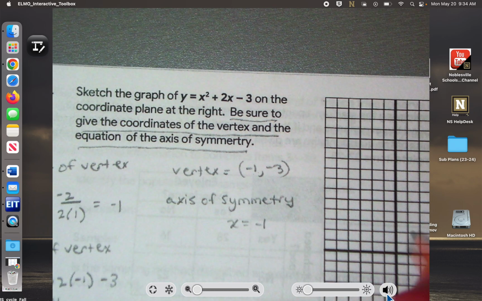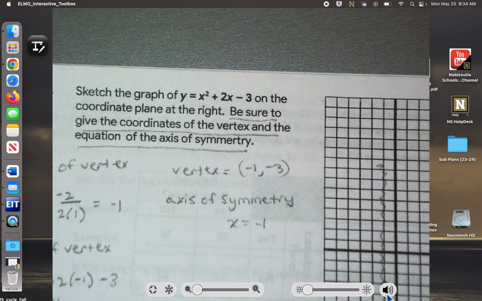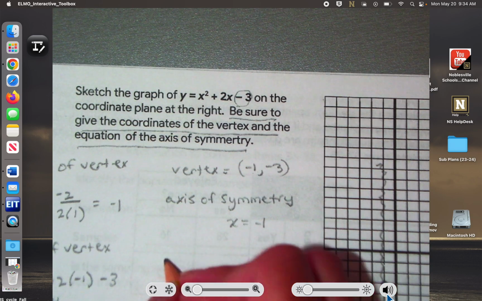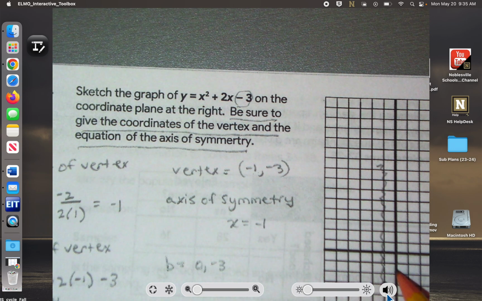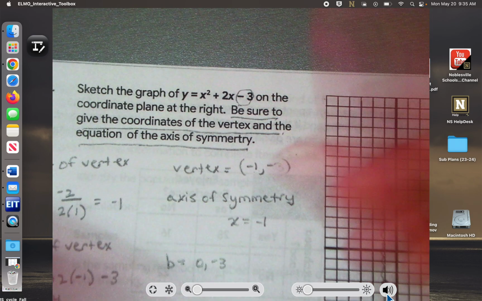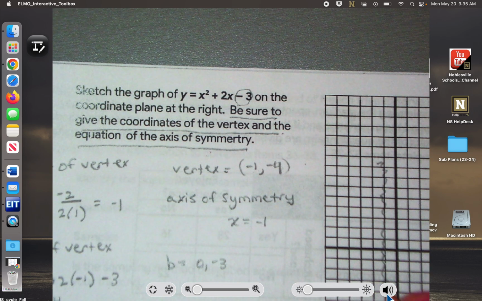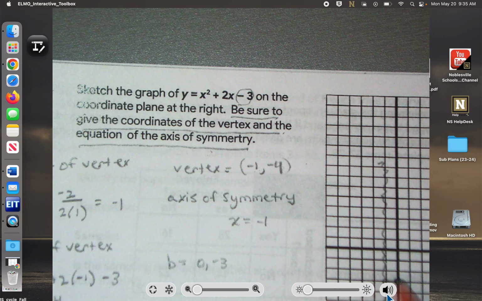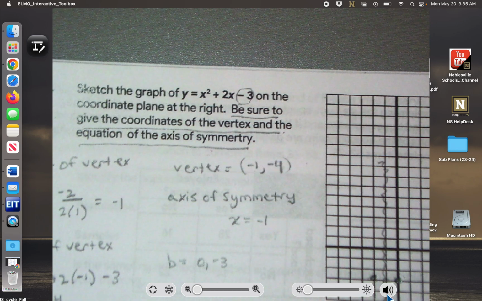So let's go ahead and plot those. So negative 1, negative 4, and then this is my axis of symmetry. My y-intercept is going to be 0, negative 3. So 0, 1, 2. Sorry, this should be negative 4. What am I doing here? Negative 1, negative 4. There we go. My y-intercept is 0, negative 3. So then the reflection of that is going to be negative 2, negative 3. So I have 2 points. Excuse me, I have 3 points.